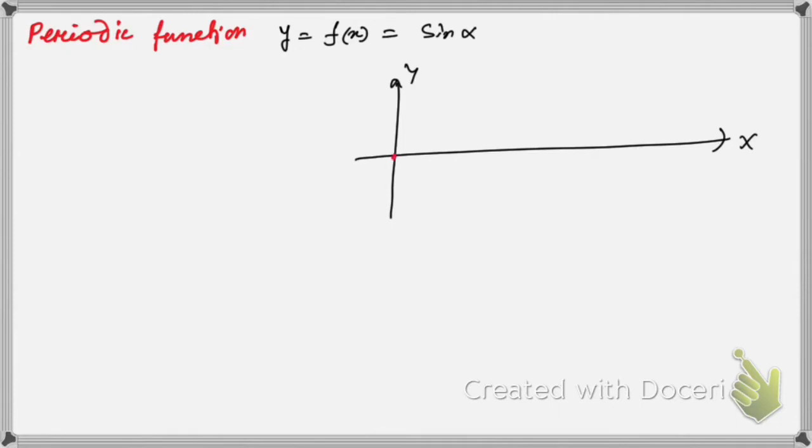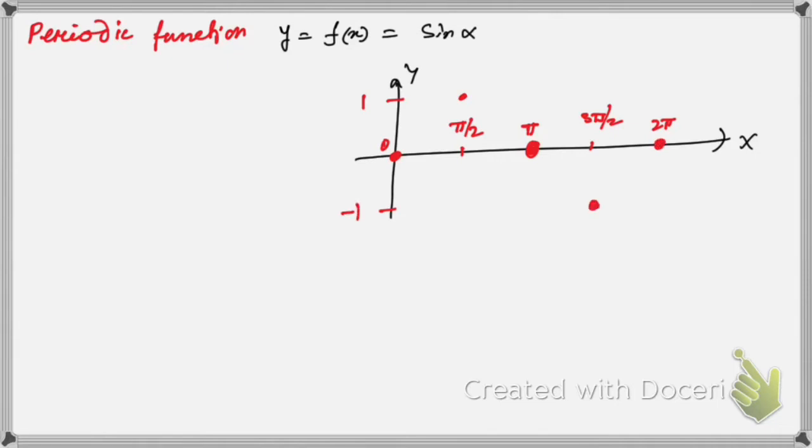And this is 0, and here it is pi by 2, pi, 3 pi by 2, and then twice pi. If you put x equal to 0, the value of sin 0 is 0. If you put x equal to pi by 2, sin x is 1, and at pi it's 0 again, and at 3 pi by 2 it will be minus 1, and at twice pi it is 0.